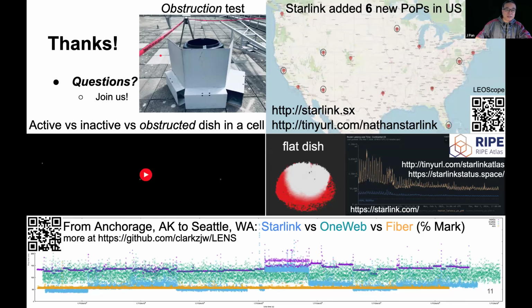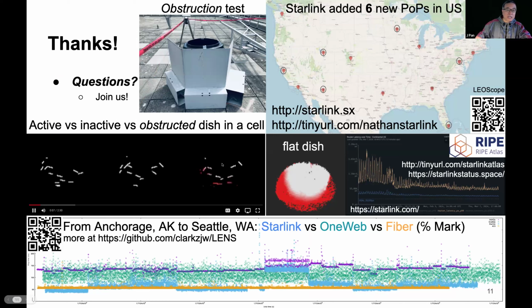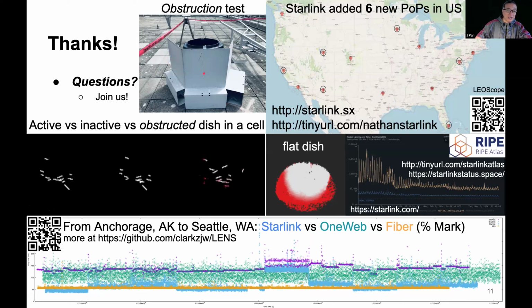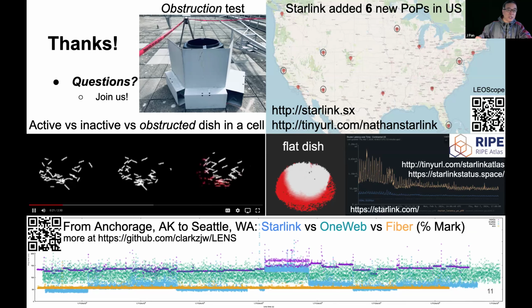So this is my last slide. I'm going to summarize what we have seen. We can see the Starlink behavior is very interesting. So here I'm showing you a quick video. This is an inactive dish, and this is a dish that is obstructed. We purposely obstructed the dish like this, and here is how the dish talks to the satellite. You can see most of the time these three dishes, because they're in the same cell, are talking to the same satellite at the same time.